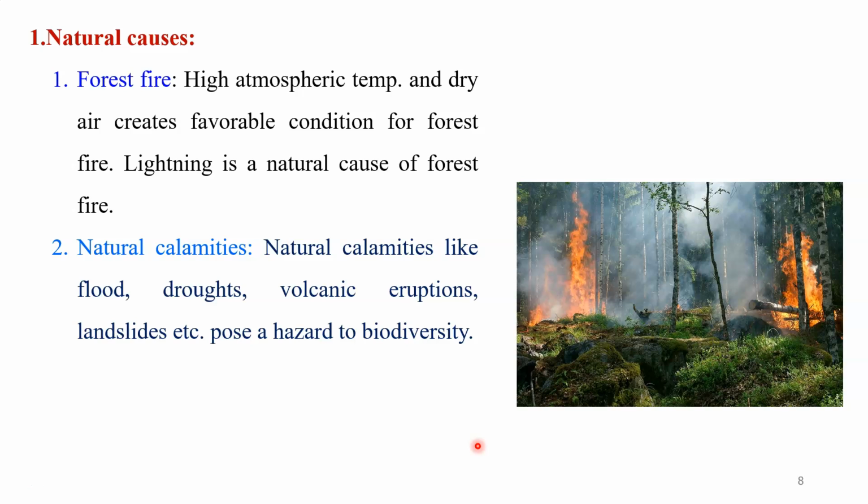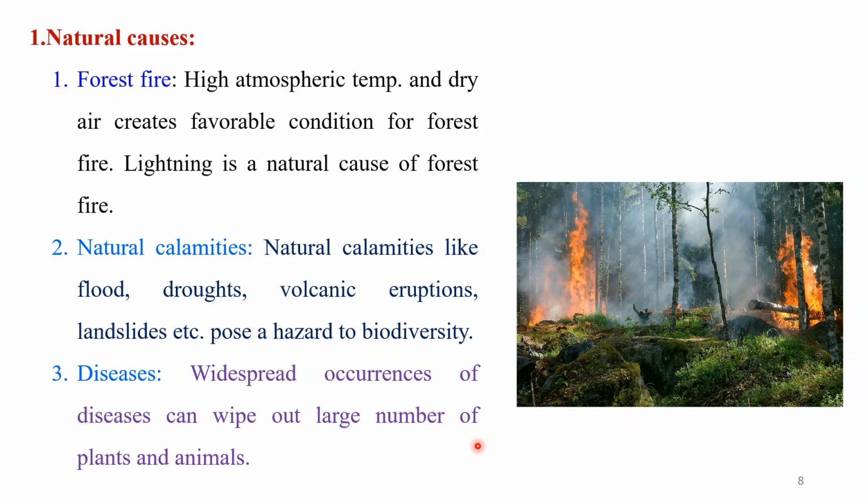Actually, we don't have any control over natural calamities like flood, drought, volcanic eruption, landslide, or earthquake. These are all natural, but when these things repeat rapidly again and again, what happens? We lose a lot of biodiversity. Therefore, this is also an important cause we observe with respect to India when we study the loss of biodiversity. Third important reason is diseases. Disease is also a very important reason that causes the loss of biodiversity in India.